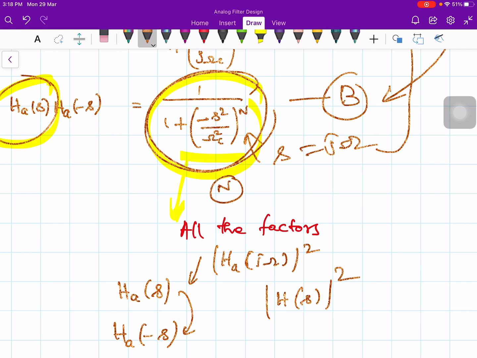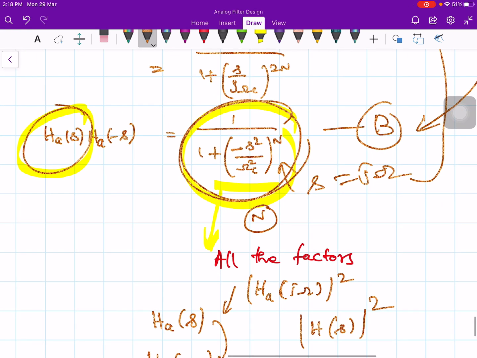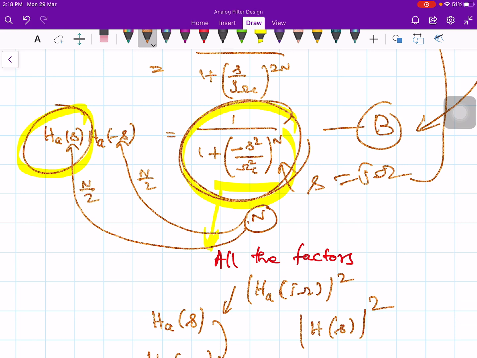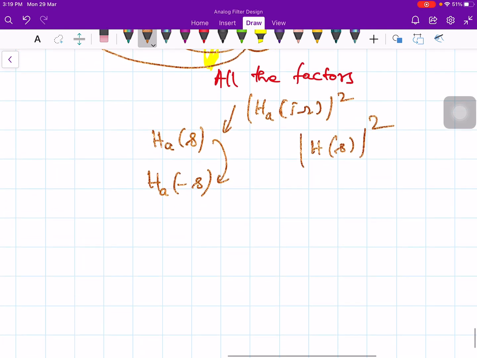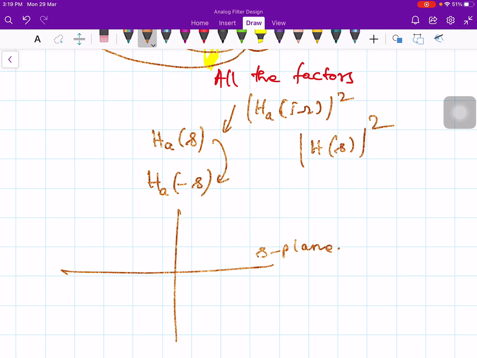Let's say you find n number of factors. Out of these n factors, half of them are assigned to HA of s and the remaining half are assigned to HA of minus s. So n by 2 factors go to HA of minus s and n by 2 factors to HA of s. The factors that we assign to HA of s must be such that their zeros are in the left half of the s plane. It should not fall on the right side. Why? Because the filter will be unstable.